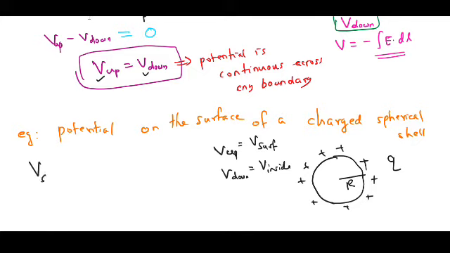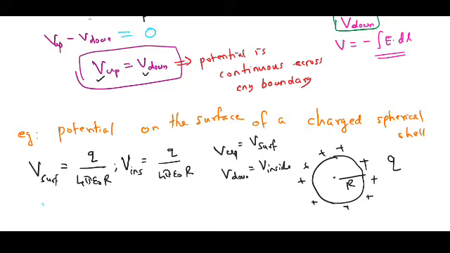We know the electric potential on the surface of a spherical shell. If the charge is Q, that will be Q divided by 4 pi epsilon 0 R. And V inside is equal to the same value: the electric potential on the surface of the charged spherical shell and the inside have the same value. V inside has the same expression, Q divided by 4 pi epsilon 0 R.